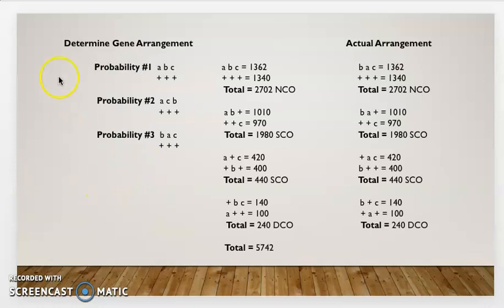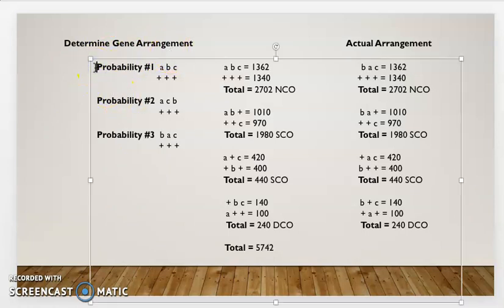Now, the best way to determine the actual gene arrangement is to assign a probability to each grouping. Here we have the ABC grouping or probability, and then we switch the sequence so that C is in the middle in this next probability, and then our third probability we have switched the sequence down here with A in the middle. And again, our original sequences.